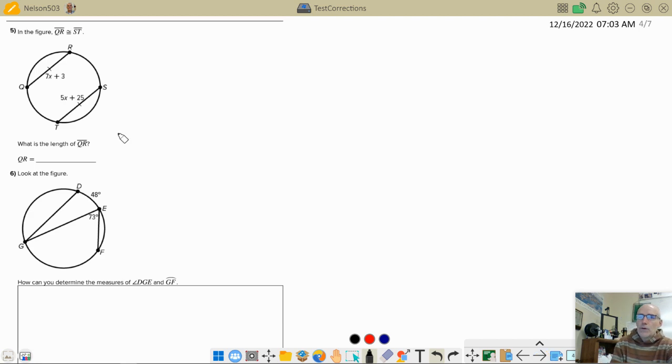Hey, it says the two chords are equal to each other. So what conclusion can I make from that? What deductive reasoning conclusion can I make from the given information?